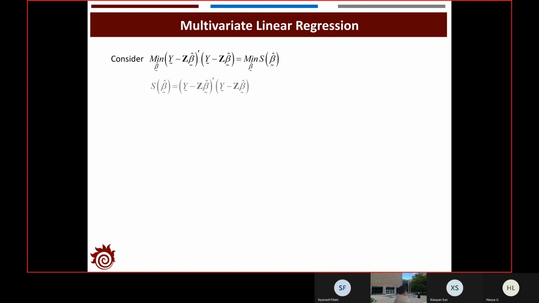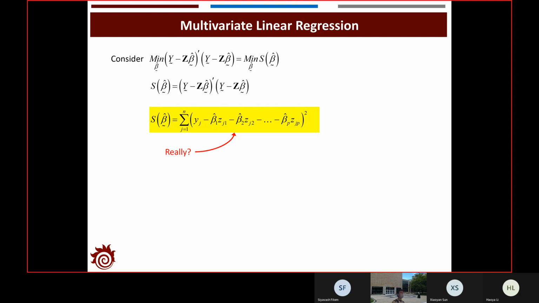So we define that S beta hat will be the equation here, y minus z beta hat times y minus z beta hat. We can write them if we apply the matrix and vectors in this equation. We can expand them to this formula. We need to check whether this matrix can indeed be expanded here.